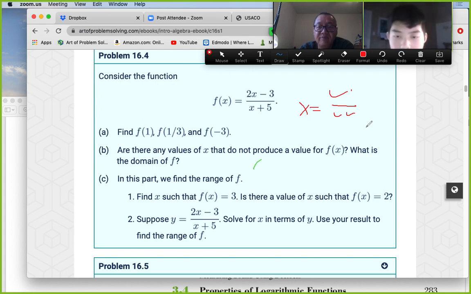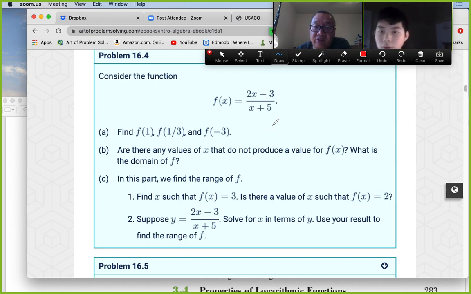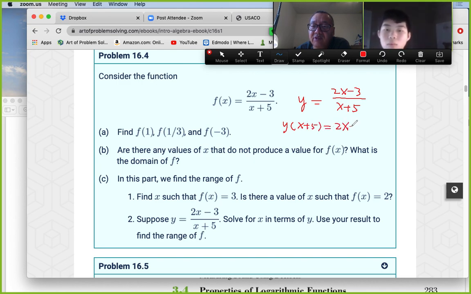Wait, okay, I started like x equals, and then I do... No. You need to do it this way. Let me show you. So you start from here. Still y equals 2x minus 3 over x plus 5. You do the same thing. Then both sides times x plus 5. You get y times x plus 5 equals 2x minus 3.